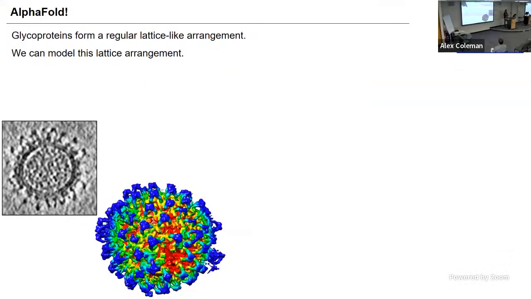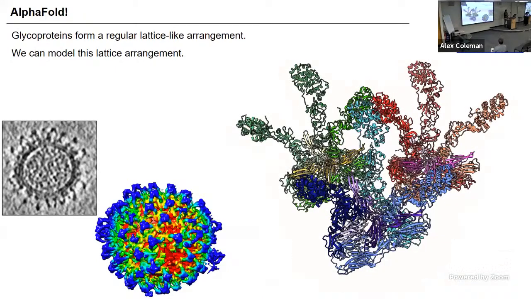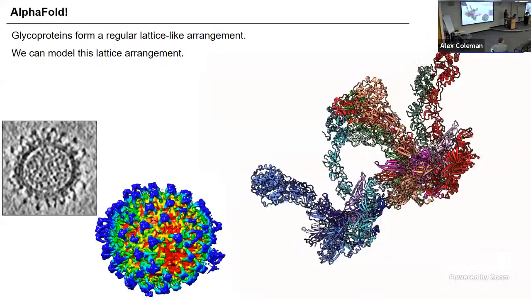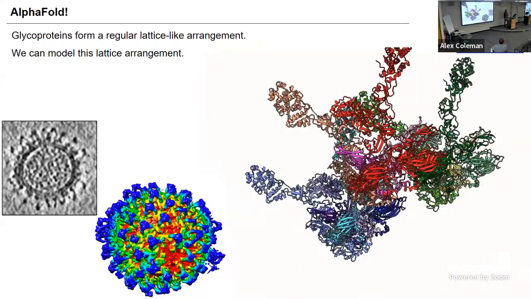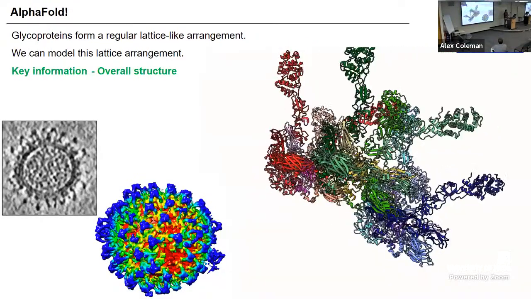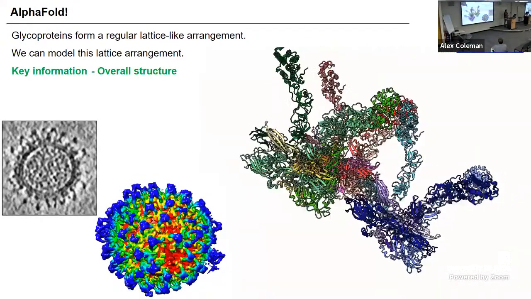We can map our subtomograms back onto the virus and see how it forms this locally ordered, lattice-like arrangement of the glycoproteins together. Then we can build a bigger model with the AlphaFold model, and you can see how different areas of the different proteins come together. The take home from this is that we can see the overall structure of the glycoproteins, which is great for us.